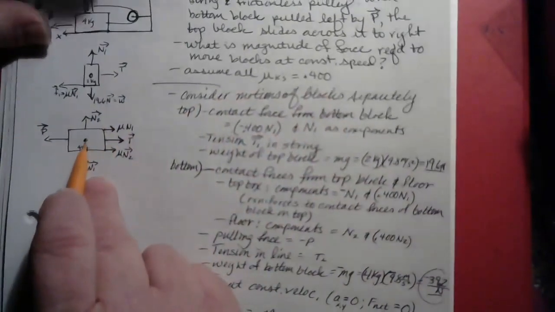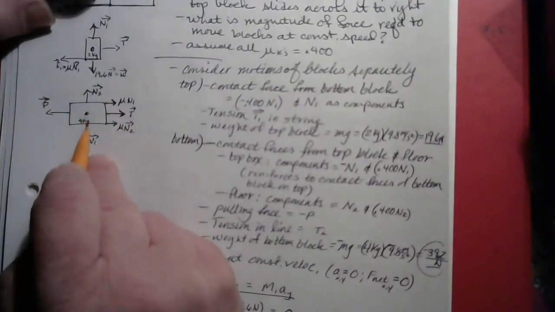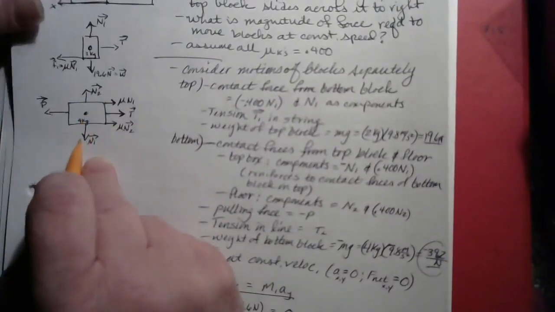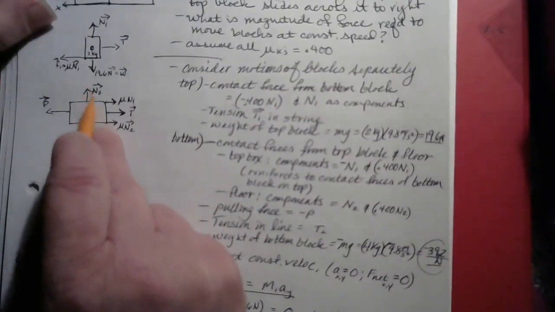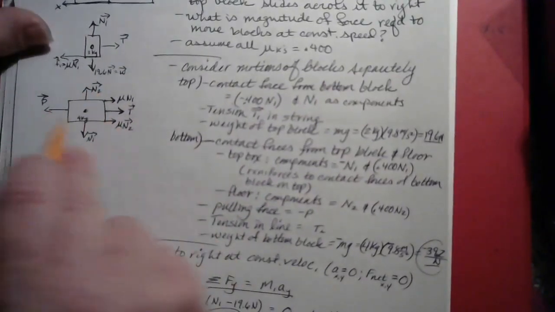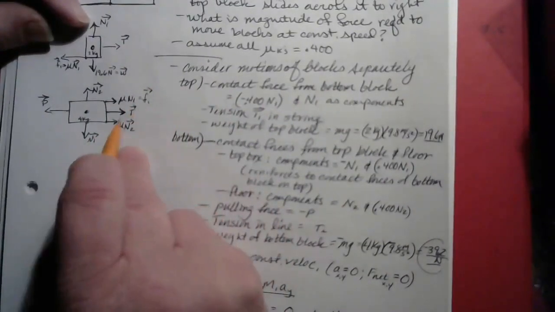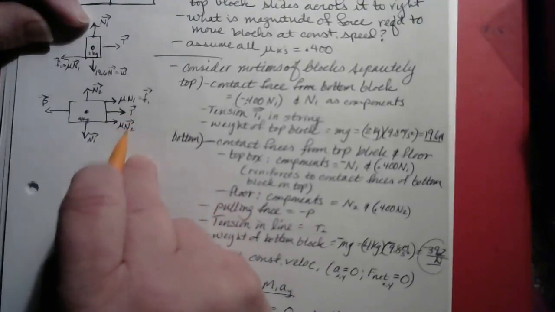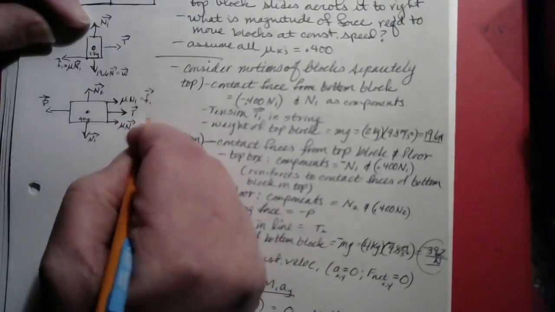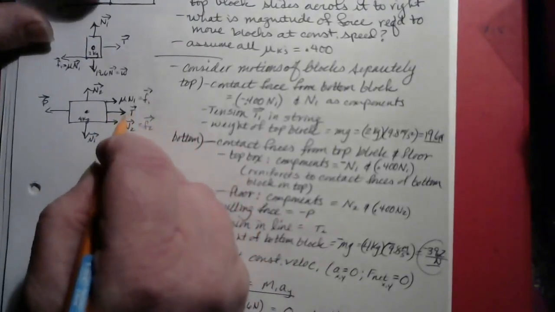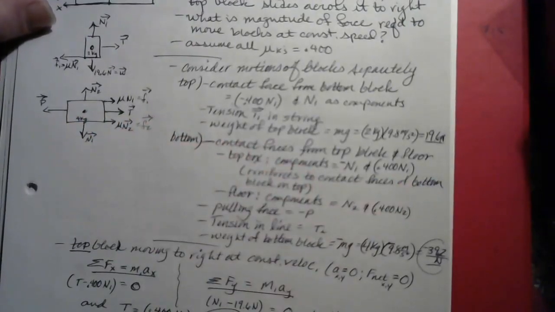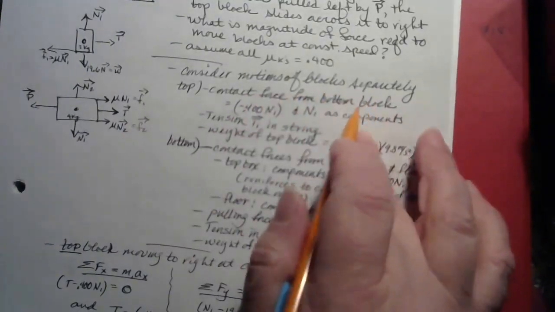For box 2, you have an even more complicated situation. First of all, you got the normal force of box 1 and the normal force of box 2, and you've got the pulling force pulling to the left, but pulling to the right, you have the friction of box 1 and also the friction of box 2 and the tension in the line, all pushing or pulling against the pulling force. Okay, so we can consider the motions of the blocks separately. That would be the easier thing to do.